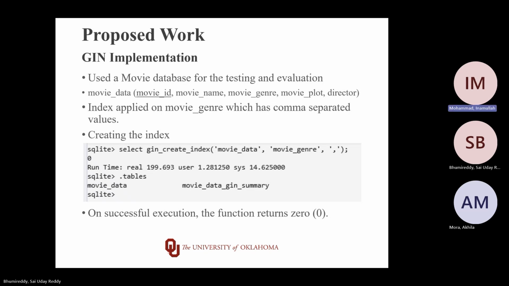Now to create an index, we use the function gin_create_index. We have to pass the table name, column name, and the delimiter as well. We know that movie genre is comma separated, so we send comma as the delimiter. It returns 0, which means it is successfully executed. It took about 199 seconds. And as you can see here, it also created the movie_data_gin_summary, which is nothing but our index table.